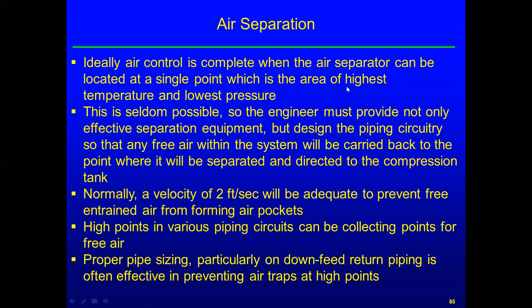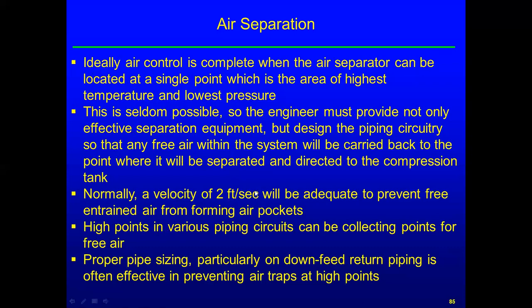Ideally, air control is complete when the air separator can be located at a single point, which is the area of highest temperature and lowest pressure. That would be nice if we could do that, but unfortunately, sometimes we can't make it happen at both of those. So this is seldom possible. So the engineer must provide not only effective separation equipment, but design the piping circuitry so that any free air within the system will be carried back to the point where it can be separated and directed into the compression tank or the air eliminator. So this is important, this point.